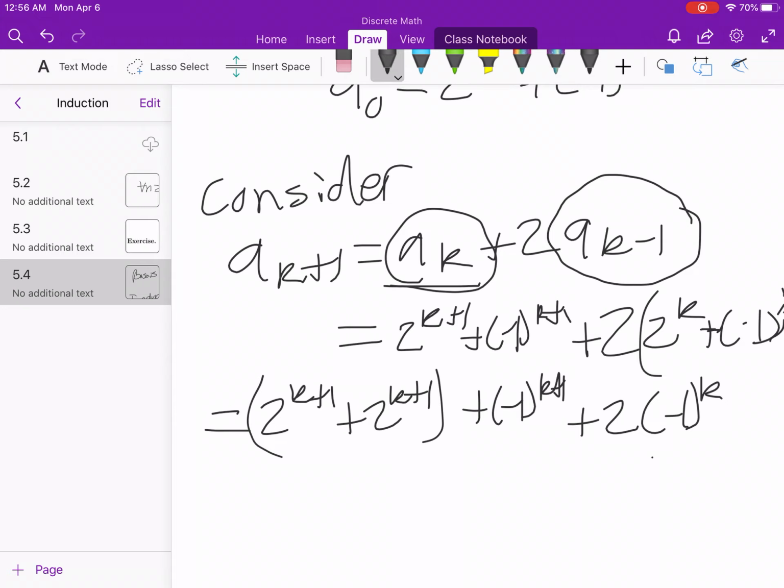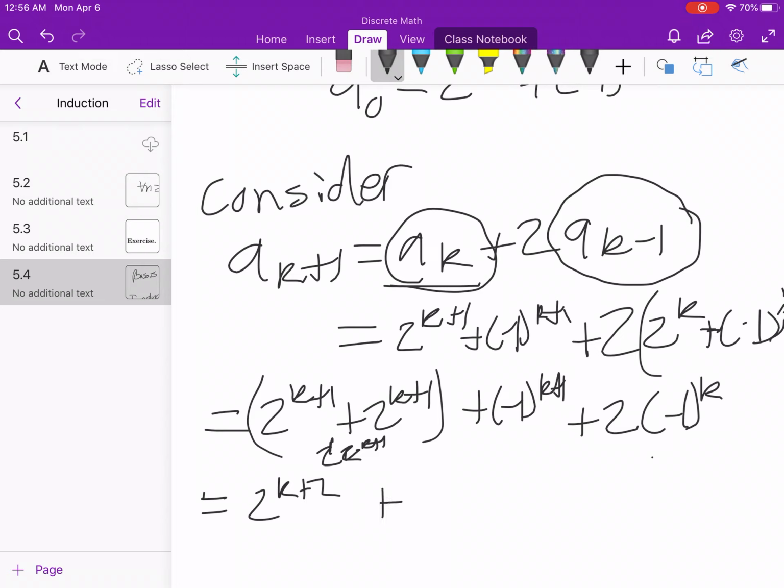So if I do this and this, this is 2 times 2 to the k plus 1, so actually something very nice happens. This is 2 to the k plus 2 power. Hopefully you can see how that worked, right? This is 2 to the k plus 1 plus 2 to the k plus 1, so that's 2 times 2 to the k plus 1. Really, if I'm multiplying 2 to the k plus 1 by 2, I can think of that as 2 to the power 1. And when I multiply, I add exponents.